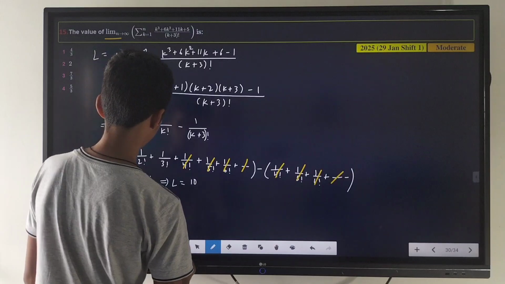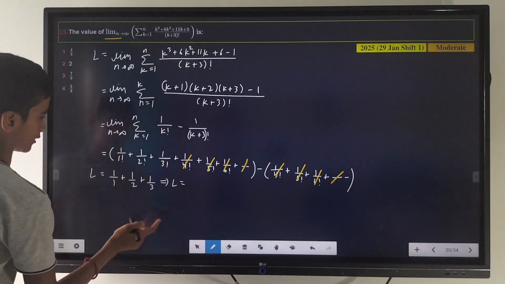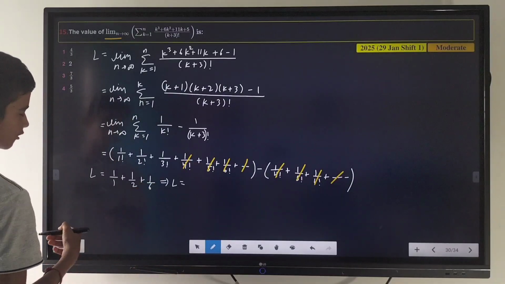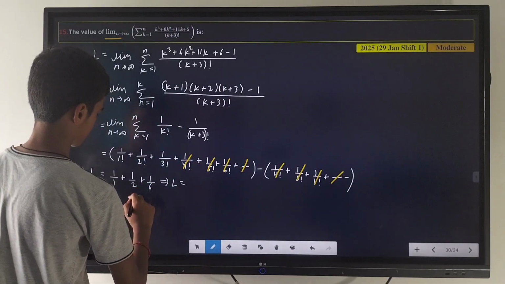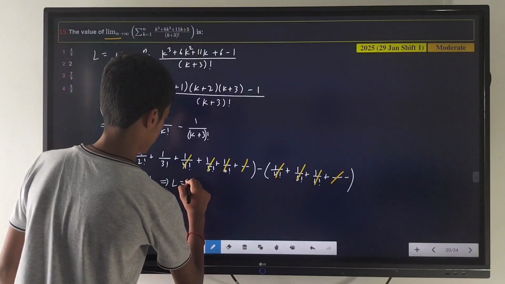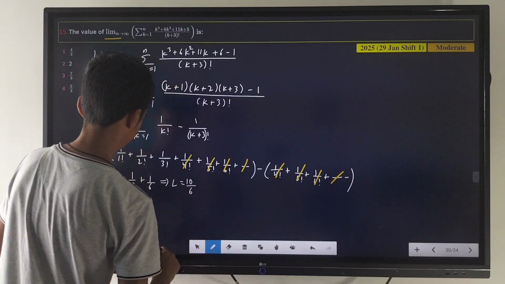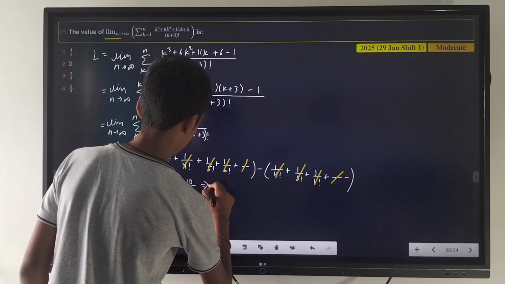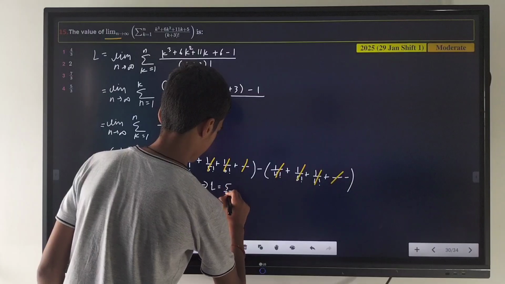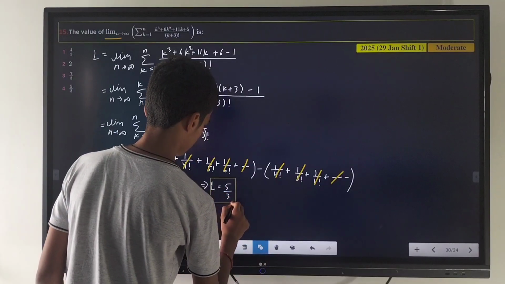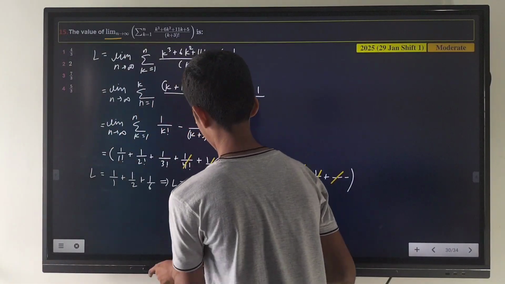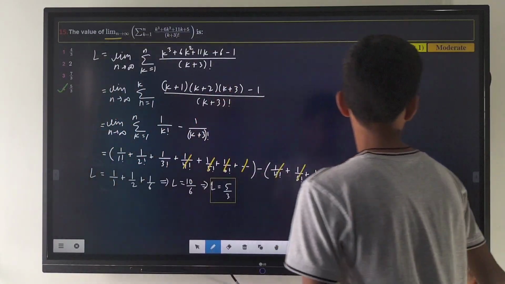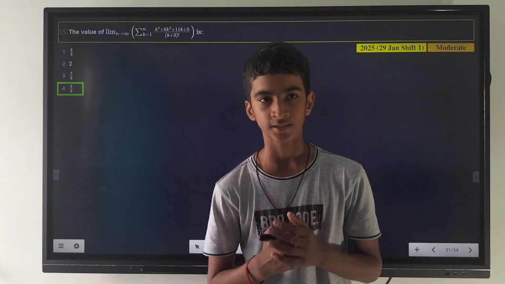Sorry, it is 1 upon 6. 3 factorial will be 6. So from here this will be upon 6, 3 plus 1, 10 upon 6. So from here our L is equal to 5 upon 3. Our answer is option 4. And here we can see that our answer matches correctly.